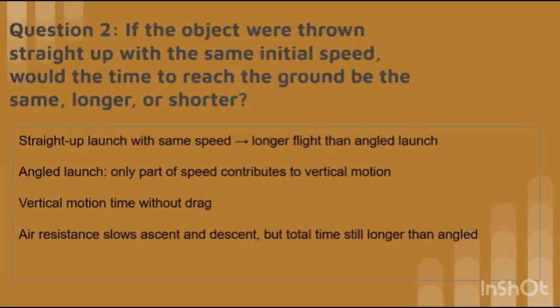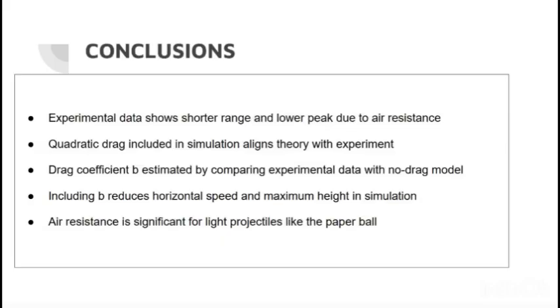For the second question, if the object were thrown straight up with the same initial speed, would the time to reach the ground be the same, longer, or shorter? Well, if the paper ball were thrown straight up, it would stay in the air longer than in the angled launch, because in the angled launch, only part of the initial speed contributes to vertical motion, while in a straight up throw, the full speed acts vertically. Additionally, without drag, the time of flight is proportional to twice the vertical speed divided by gravity, so a larger vertical component results in a longer flight. With air resistance, ascent slows and descent is delayed, but the total time would still generally be longer than in the original angled launch.